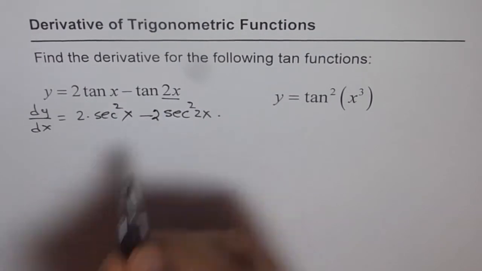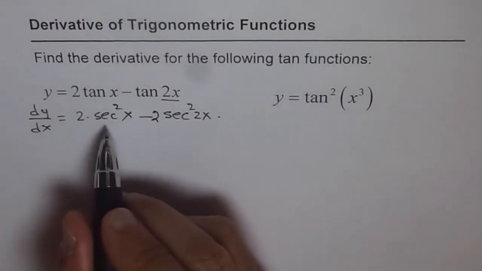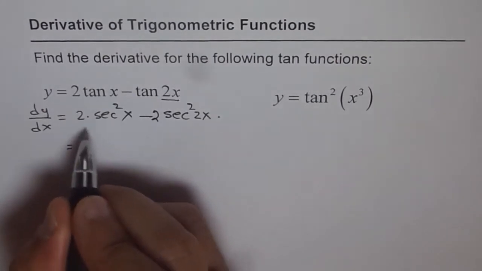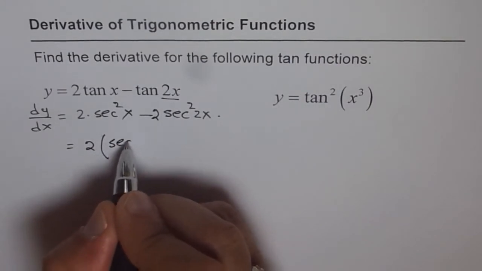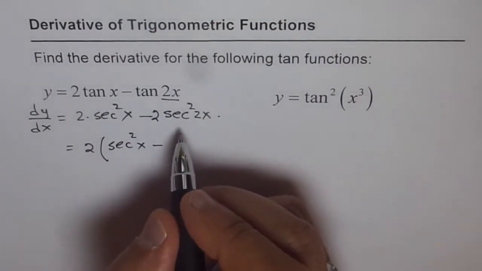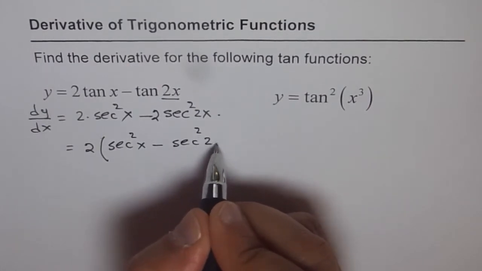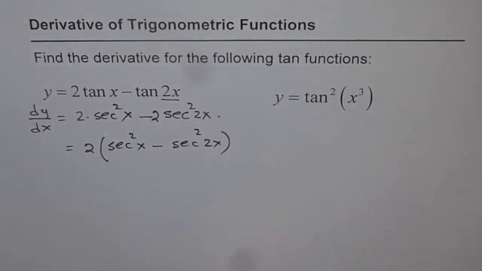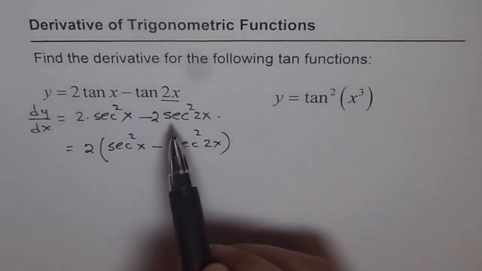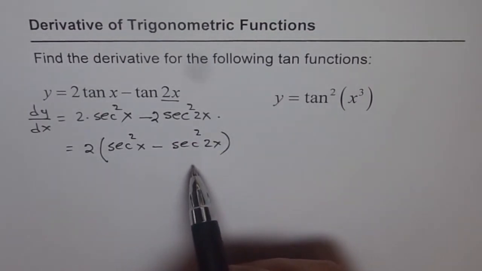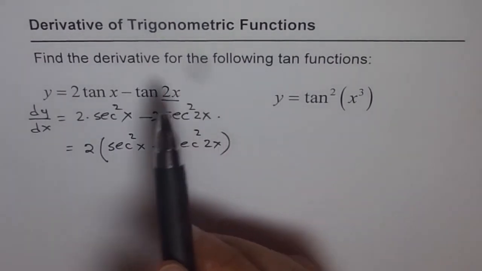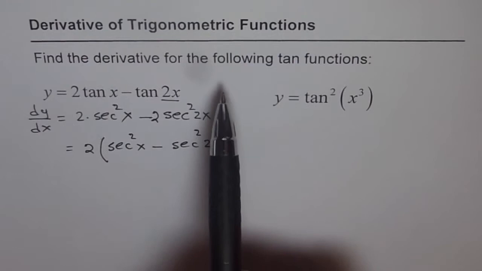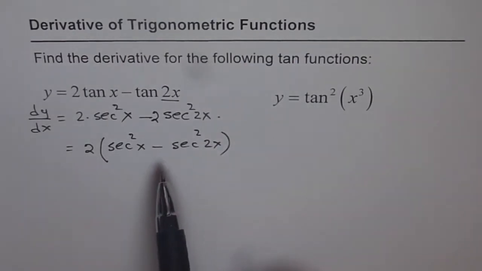So let me write 2 here. That's what we get. Now we can combine these terms in a way. We can take 2 common and write secant squared x minus secant squared 2x. We can leave it at this stage, or sometimes to simplify, you remember secant squared 2x is 1 over cos squared 2x, and then we can simplify it also. But here we just need to find the derivative, and the question is not asking for simplifying, so we'll leave it at this stage itself.